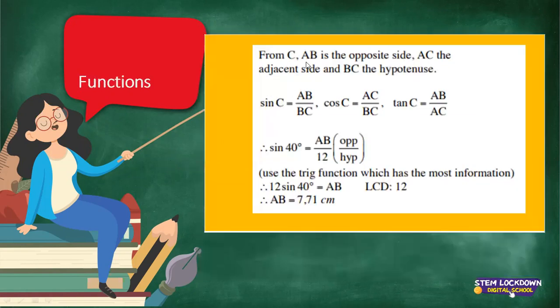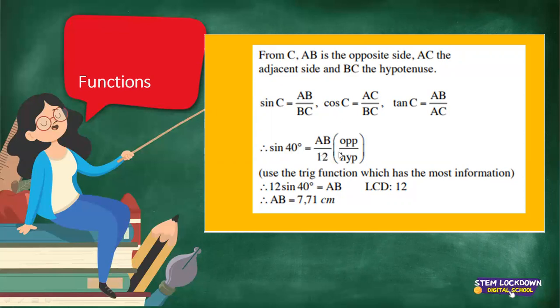Right. So from C, AB is the opposite side, AC is the adjacent side and BC is the hypotenuse. So our trigonometric ratios say sine C is AB over BC, cos C equals AC over BC, and tan C is AB over AC. So we use what? Sine 40. Our sine 40 will be AB over 12.